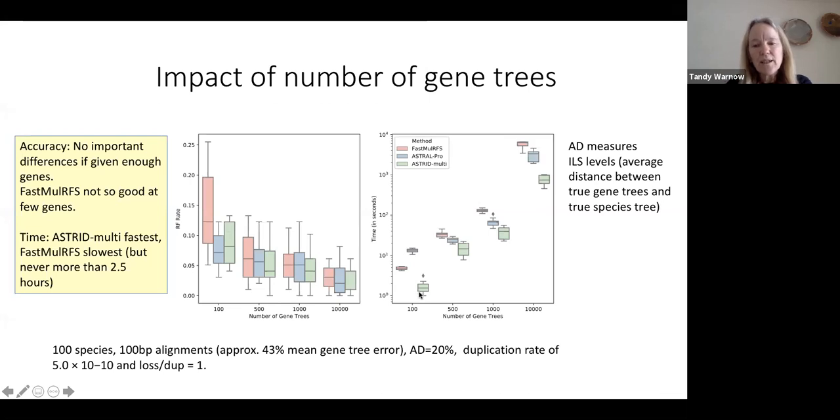Now, in terms of running time, again, this is ASTRID-Multi in green. ASTRID-Multi is the fastest. FastMulRFS is the slowest. So that's the first experiment.